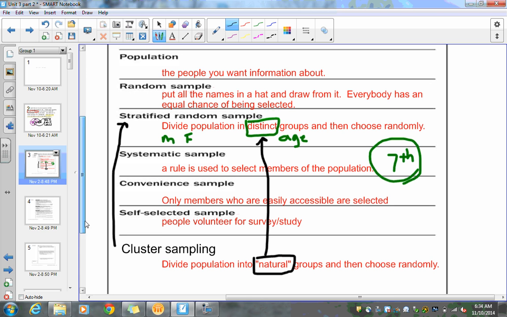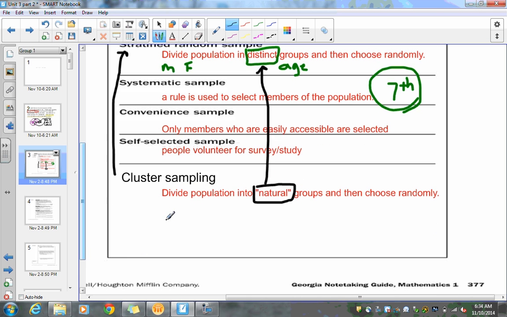Usually what the book uses to describe this is maybe your location, like where you live. Like everybody on the north side of town will be surveyed. You're not dividing anybody up. You're just saying, well, they're all living in the north side of town, so we're just going to use that. So that's the difference between distinct and natural. Natural is when you just have natural division, and distinct is where you actually go in and divide them up, just break them up.